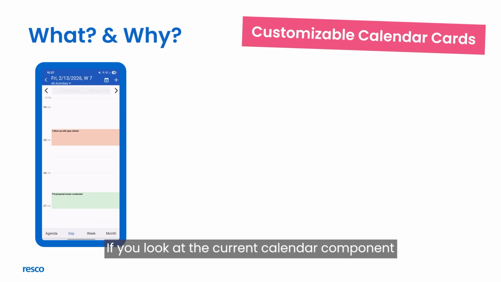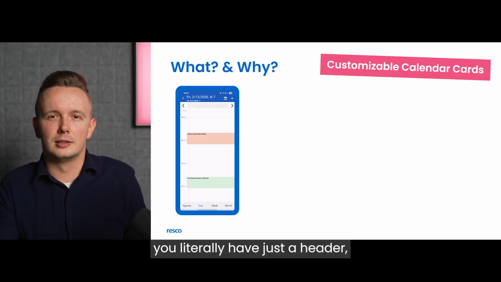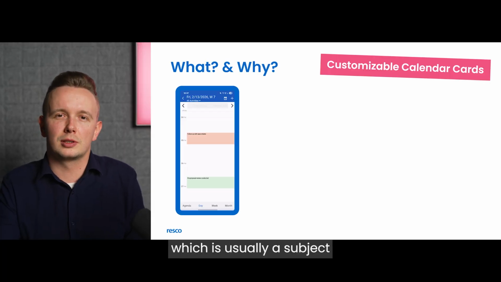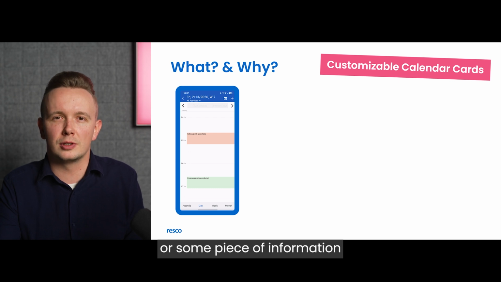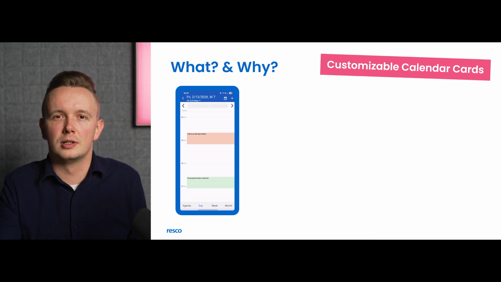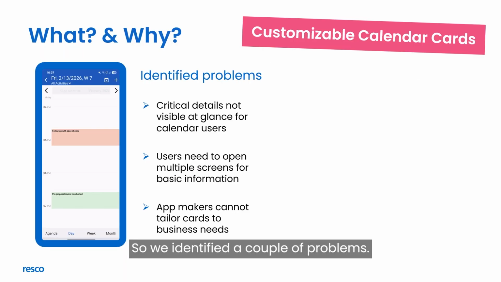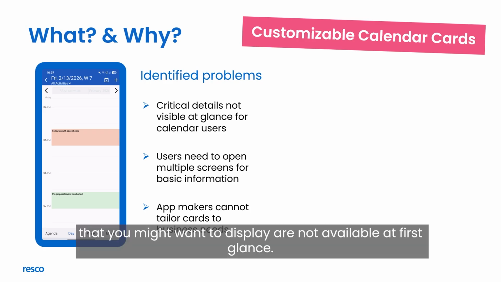If you look at the current calendar component and how it's structured, you literally have just a header, which is usually a subject or some piece of information that is not as relevant to the end user who is utilizing the calendar component. So we identified a couple of problems. First, of course, any critical details that you might want to display are not available at first glance.